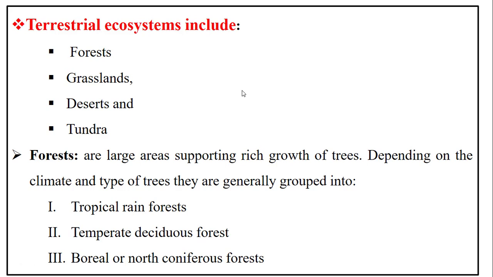Today we discussed the terrestrial ecosystem, or the sub-branches of the key ecosystem, that includes forests, grasslands, deserts, and tundras, right? So this terrestrial ecosystem can include forests, grasslands, deserts and tundras.